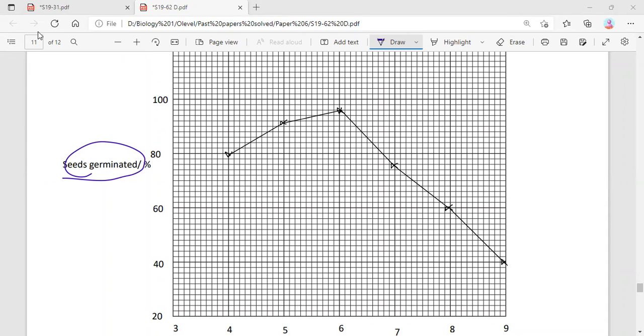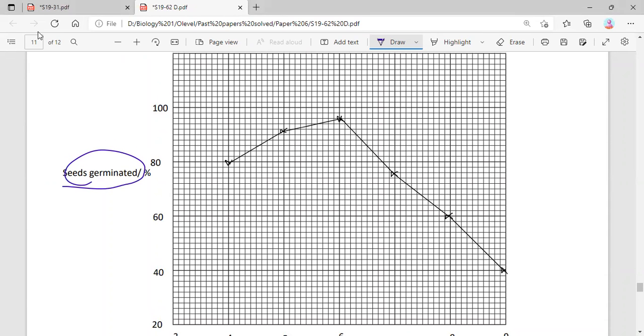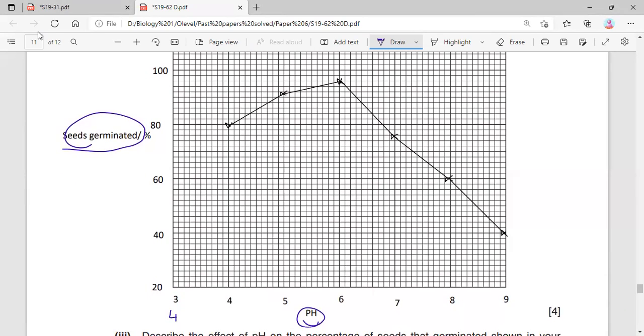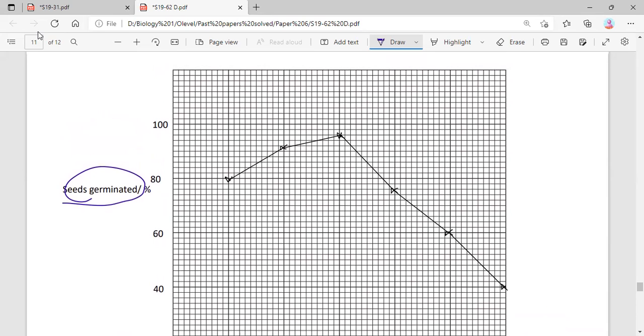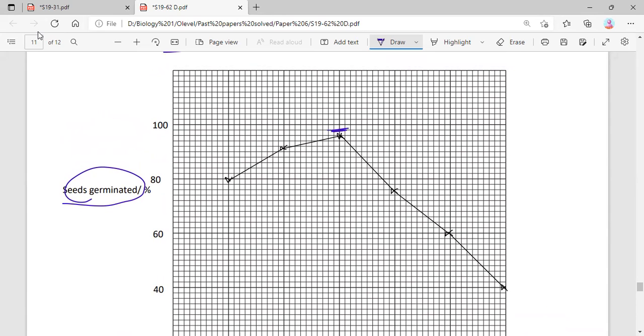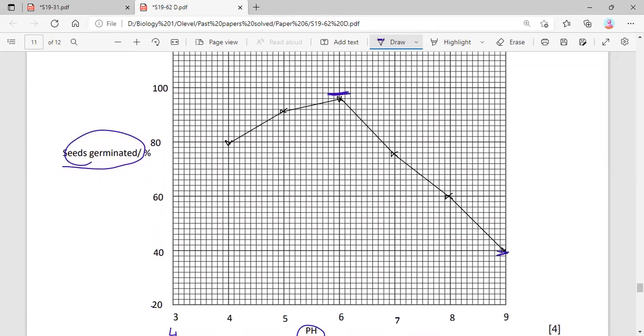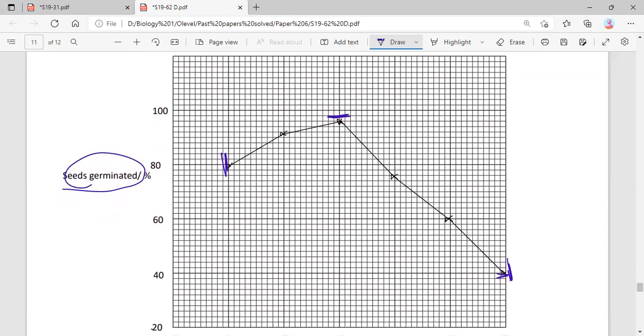Also, since the smallest number is 40, you do not have to start from 0. Here, I started from 20, 40, 60, 80, 100. The most important thing is that from the highest point to the lowest point in your graph, you should cover more than 50% of the graph area. Also, from left to right, you should cover more than 50% of the graph area. These are the rules for drawing the graph.